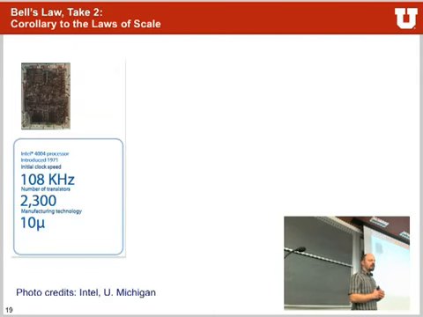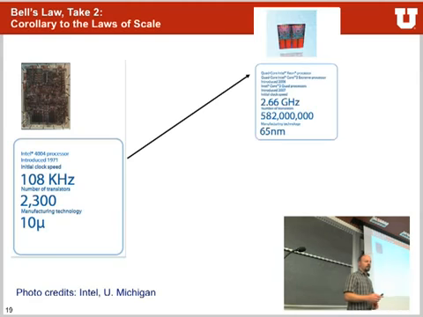So let's look at Bell's law again, a little bit from a different perspective. Back in 1971, we had the Intel 4004, 108 kilohertz, had 2,300 transistors manufactured at 10 micrometers. In 2006, we had one of the quad-core Intel microprocessors, had 2.6 gigahertz speed, had 582 million transistors, and was manufactured at 65 nanometers, right? So this is really the scaling up that happened.